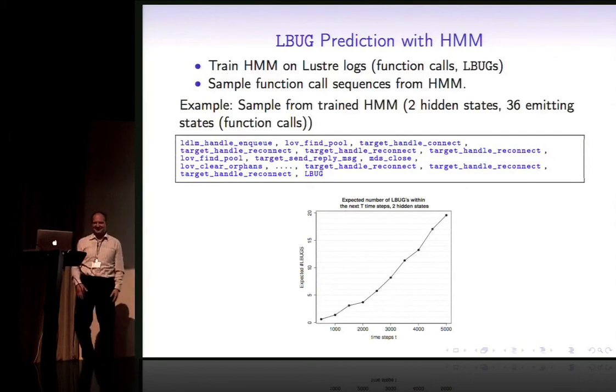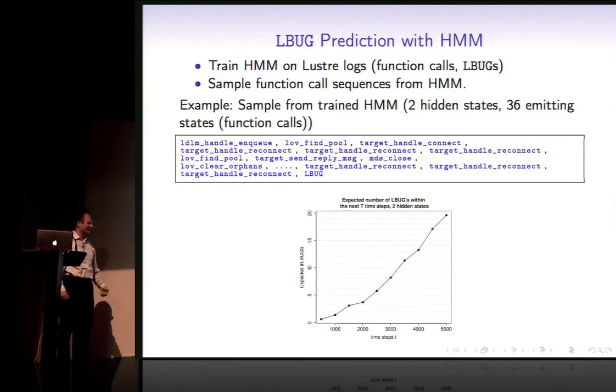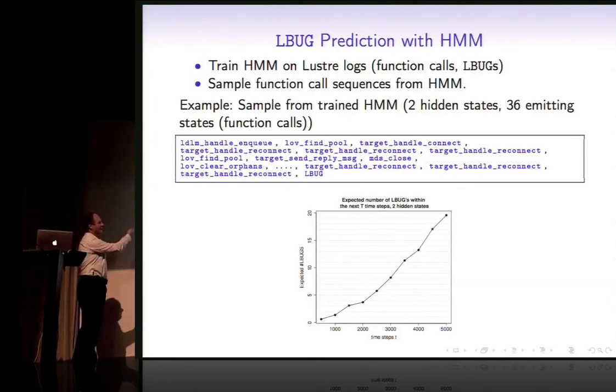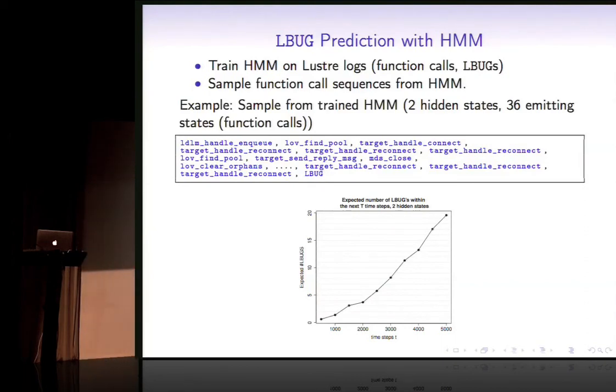Lustre is pretty good. It's not such a big problem with these LBUGs, because you don't have so many of them. But what you can do is train this model and ask, what is the expected number of LBUGs within the next t time steps, given this 2 hidden state model? I just plot this graph. If I sample from the model around 2,000 time steps, which are like 2,000 lines in my Lustre logs, then on average there will be 5 LBUGs.